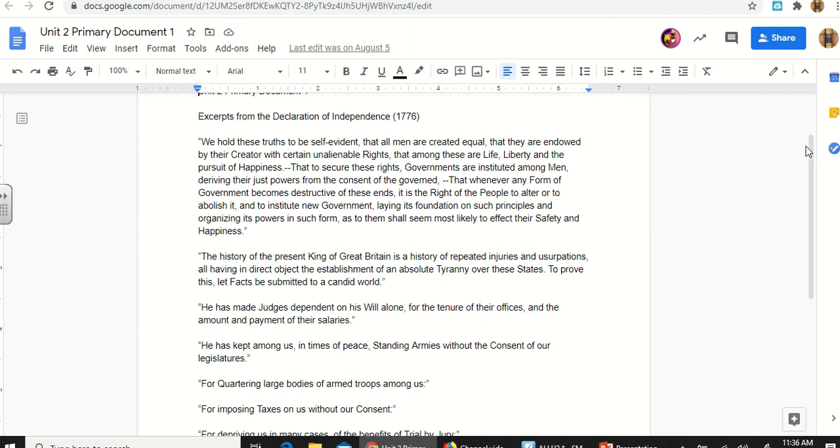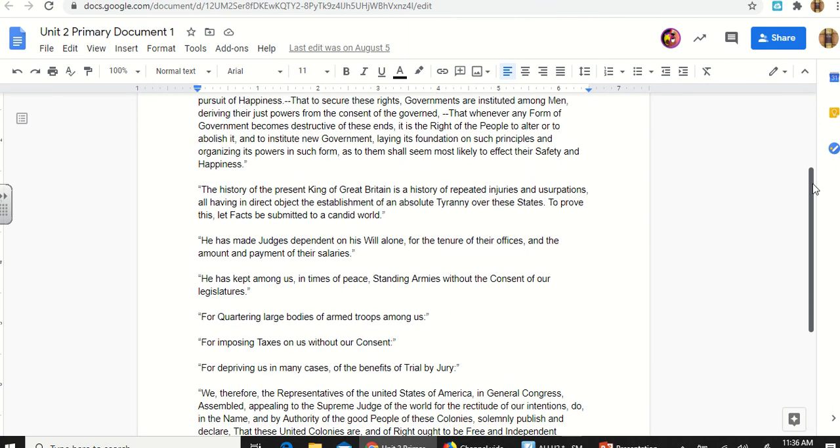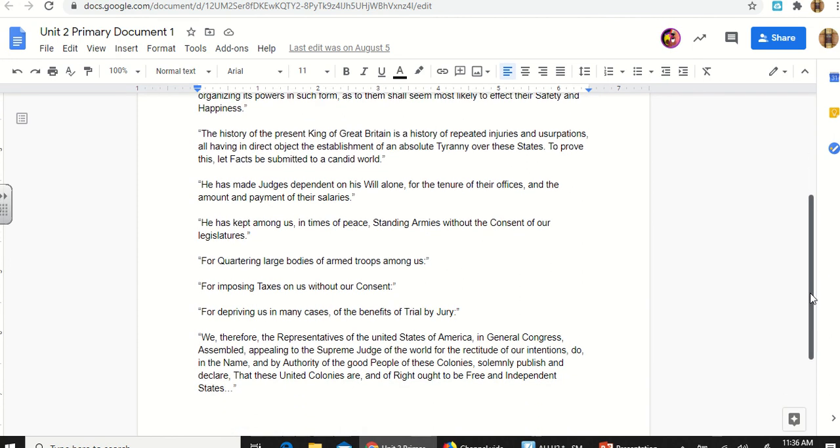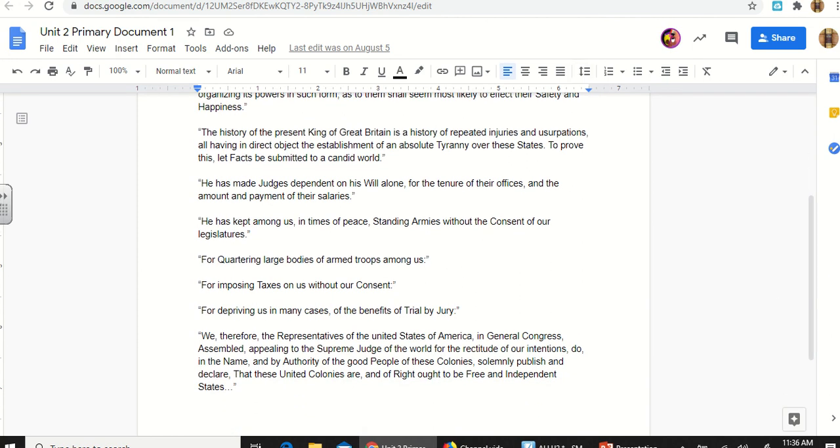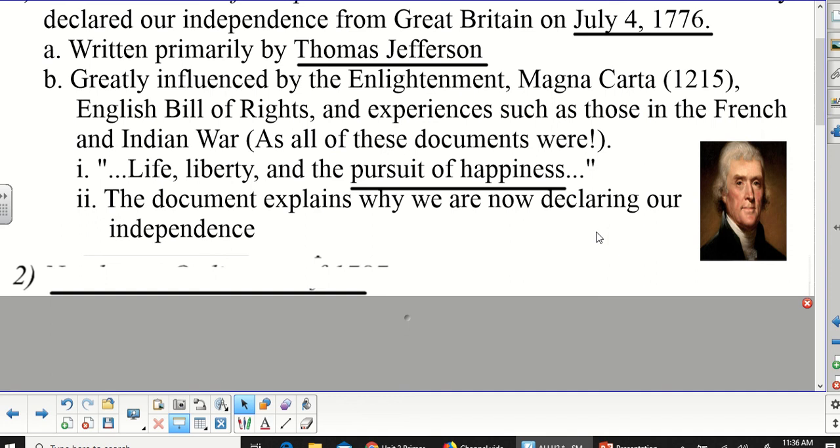And then after that opening line, it just basically says, here are the specific things. Because judges just made decisions on their own, not based on the law. Because you kept standing armies in us. Because you made us pay, and house, that's what quartering means, troops. Because you taxed us without our consent. Because you didn't give us a trial by jury. And so for all these reasons, we're out. We're free and independent. And so we declare this. Now again, just because we declare it doesn't mean that it's actually happening.